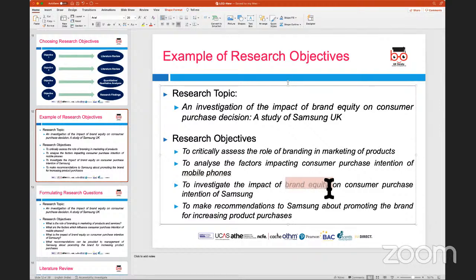So your main aim is to look at finding out what is the impact of brand equity on consumer purchase intentions of Samsung. This is your main reason of carrying out your research. And whether you go about doing qualitative or quantitative research, this will be related to your objective 3. And then the findings of your research would essentially relate to what is called objective 4. That means you're going to make recommendations of how Samsung should look at studying consumer purchase intentions, specifically related to brand and branding decisions, and how that would help in increasing the product sales of its mobile phones.